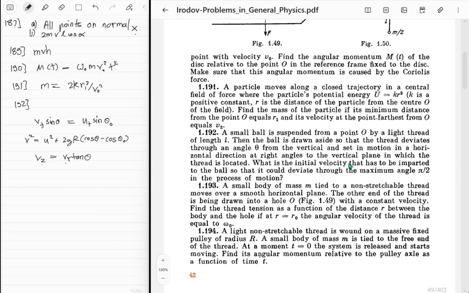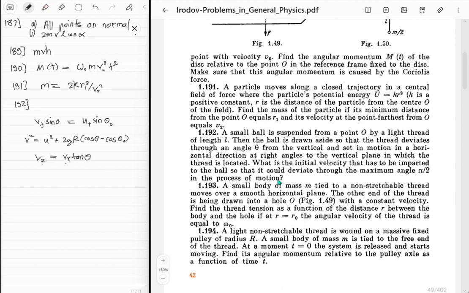Okay, what is the initial velocity that has to be imparted to the ball? So what must u be such that it could deviate the maximum angle? Look at that, that's an extrema condition, right? Because of that, your v tangential will be the same thing as v, because vr and vz will be zero. So what is the initial velocity that has to be imparted to the ball so that it could deviate through the maximum angle pi upon 2 in the process of this motion?